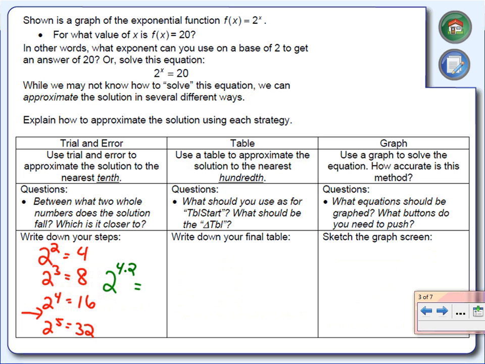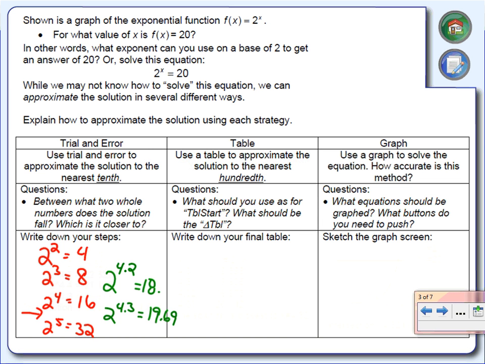Is 2 to the 4.2 power going to give us a 20? Well, what do you get? 18 point something, which is definitely closer to 20 than the 16 was. Let's try something else. Let's try 2 to the 4.3 power. What is 2 to the 4.3? Say that again? 19.6. Well, that's a lot closer to that 20.